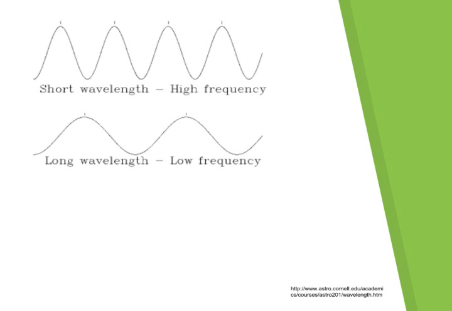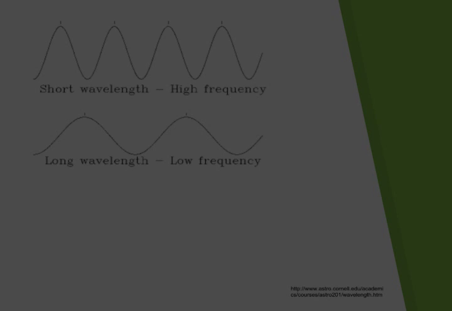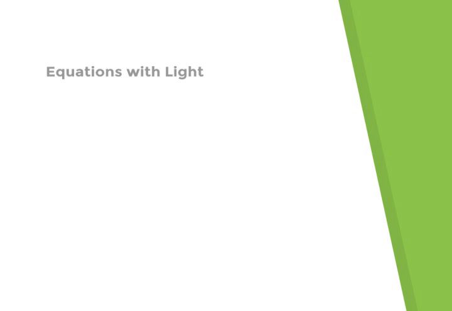So this image shows us two waves. The one on the top has a short wavelength, and the one on the bottom has a longer wavelength. And what we see is that wavelength inversely affects frequency. That is, if wavelength has a higher number, frequency will have a lower number, and vice versa. The nice thing is that wavelength multiplied by frequency will always equal a constant, since if one is higher, the other is lower. And this brings us into our equations with light.